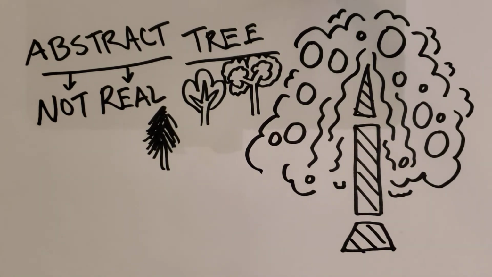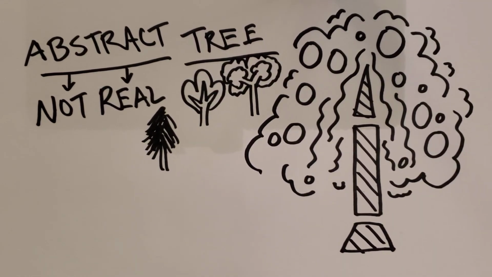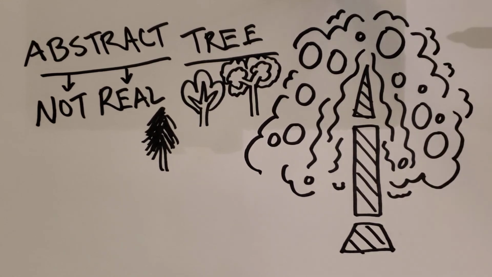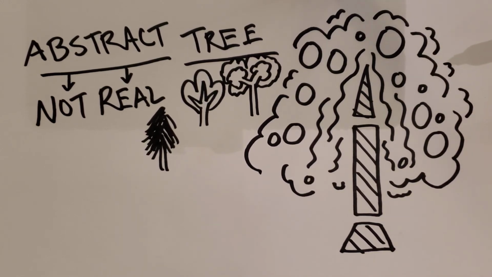Now, when you look at that, some of you may be able to tell, yes, that's a tree. Some of you may look at that and go, I don't know what you just drew, but it's not a tree. That's the point. It's not supposed to be perfectly real. It's not supposed to remind you of anything real. It's called an abstract tree for a reason. It's a tree, but it doesn't look exactly like a tree.